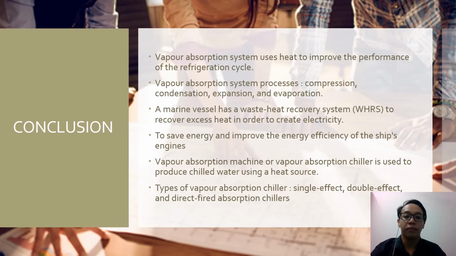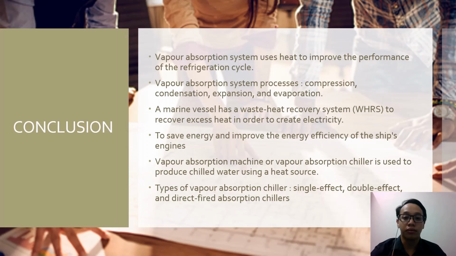For the conclusion, a vapor absorption system is a system that uses heat energy to improve the performance of the refrigeration cycle. The process of the system is compression, condensation, expansion, and evaporation. Other than that, in a ship, a waste heat recovery system or WHRS is implemented. The system is used to recover excess heat to create electricity and transfer heat from sources to other engine operations. This is to save energy and improve the energy efficiency of the ship's engine.